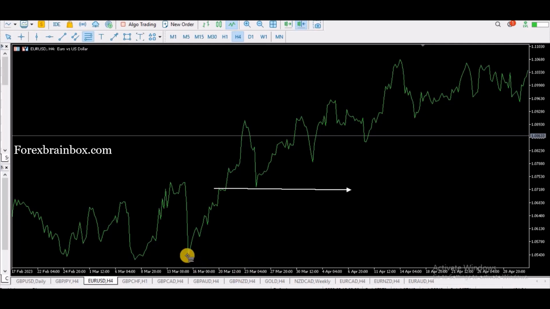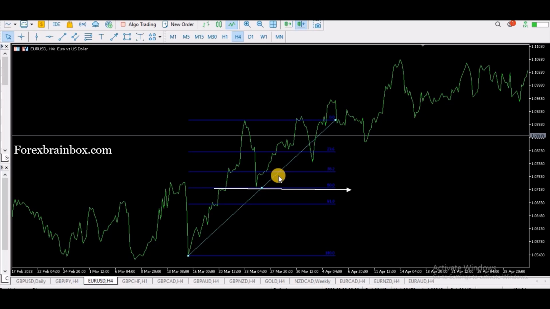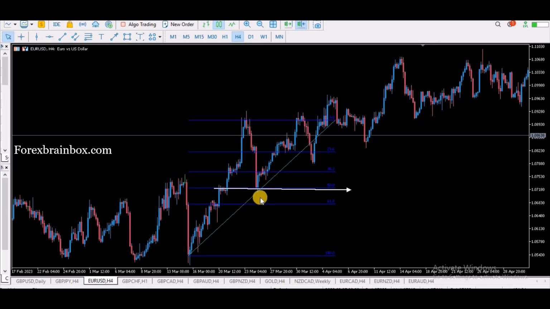So I'm going to draw my Fibonacci and see how far the market could go down, and you can see that the market could not break through our 50 Fibonacci level, which aligns with the order block zone. So you can see how they are all coming together.